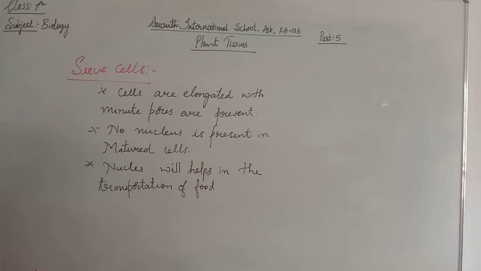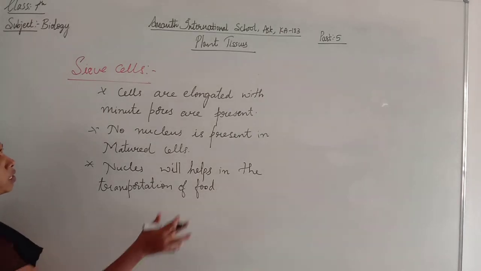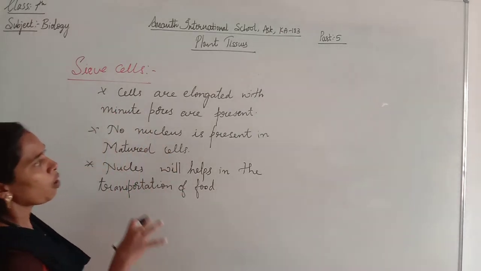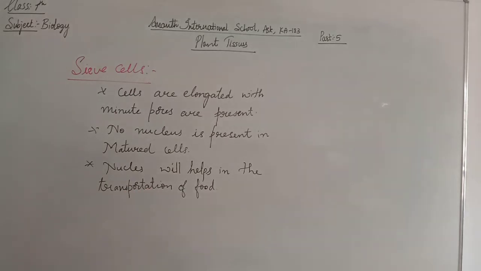So already I said where the food will be prepared. The food will be prepared in the leaves. That food will be transported from the upper parts, nothing but the leaf, and it will be distributed or transported to all different parts of a plant body. So next we shall study the next cell, that is phloem fibers.